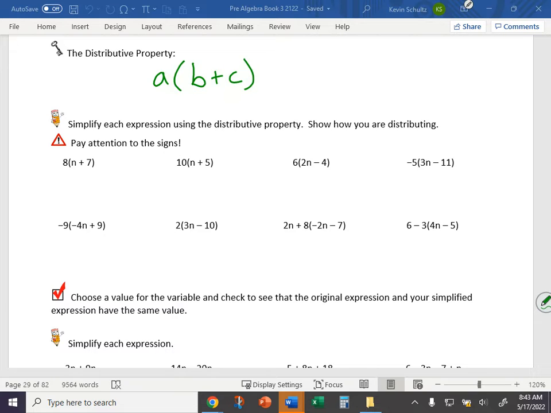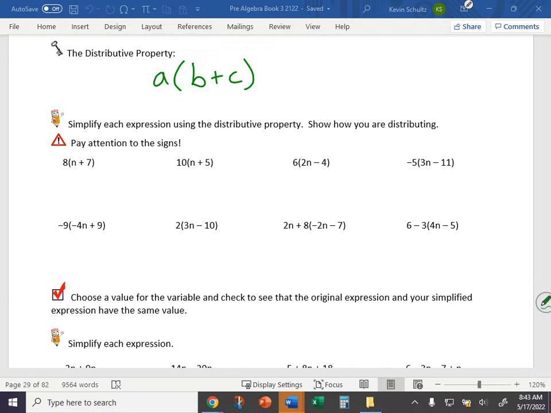We can't take 2n minus 4 because what's wrong with that? Why can't we combine 2n minus 4? Okay, 4 doesn't have an n, right? They're not like terms like we talked about yesterday. Okay, here we have 3n minus 11, n plus 5, n plus 7. Nothing inside of the parentheses is combinable.